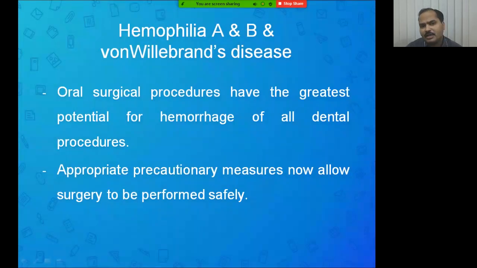Then in cases of hemophilia A, B, and von Willebrand disease, what can we do in the dental clinics, or what precautions can we take? Oral surgical procedures have the greatest potential for hemorrhage of all the dental procedures; surgical procedures have more potential for creating more and more blood loss. So appropriate precautionary measures can be taken to allow the surgery to be performed safely. That is a must prerequisite for any surgical procedure if the patient is a known case of a bleeding disorder.